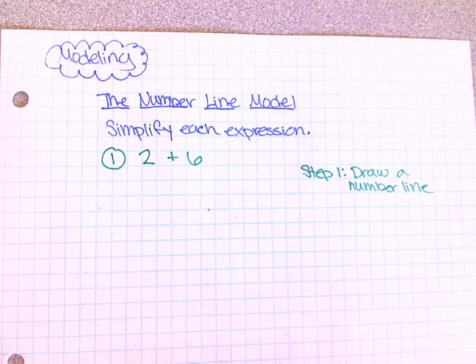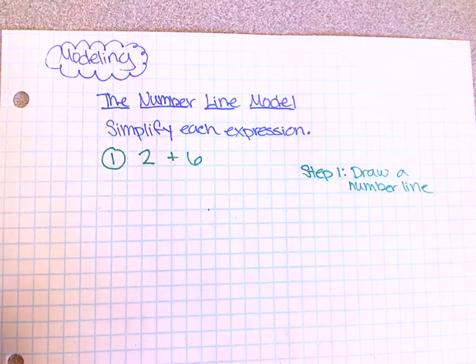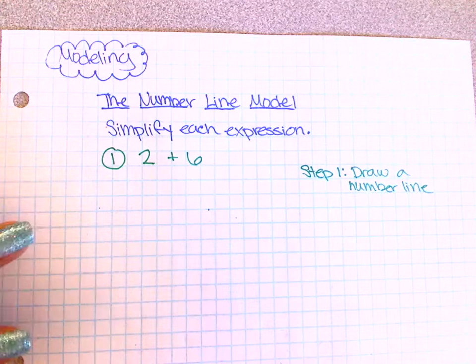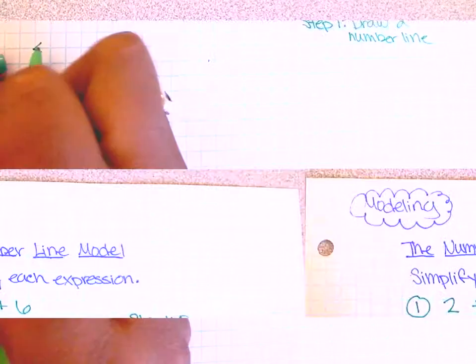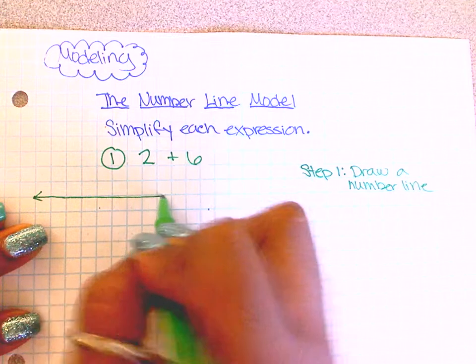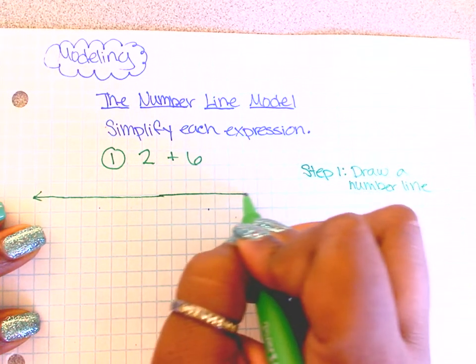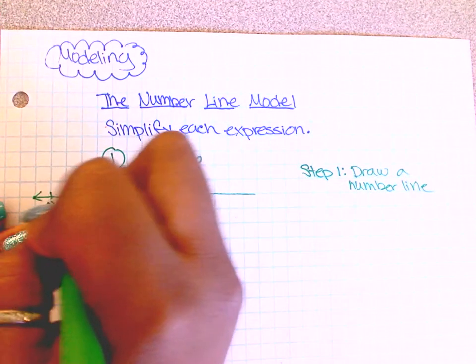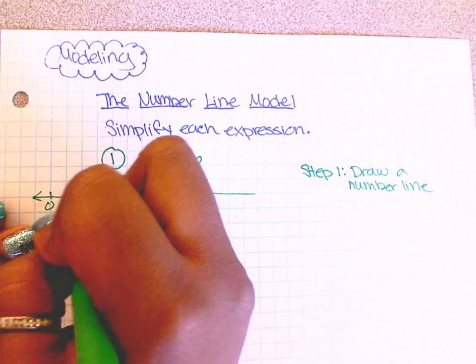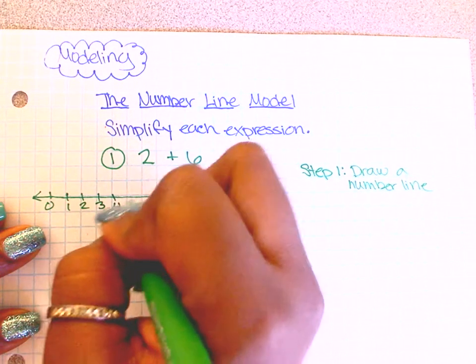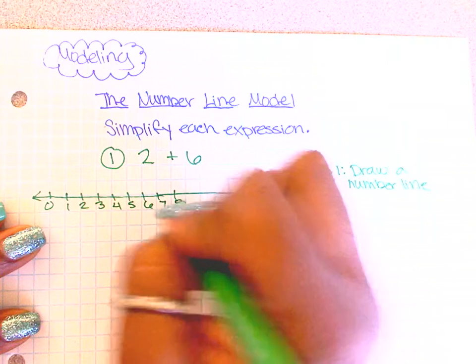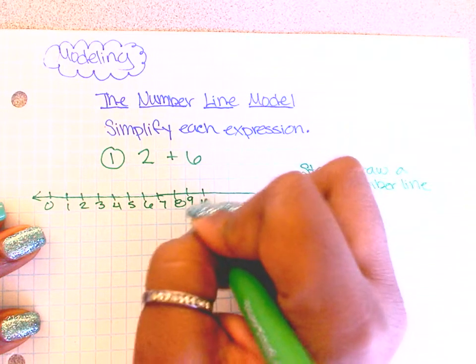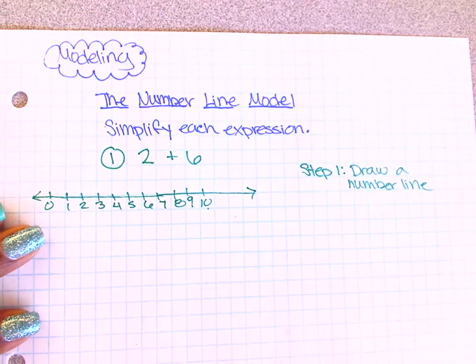Now, it doesn't mean you have to draw it all the way to 20. You want to be around the numbers that are in the problem. So I'm going to go to about 9. I'm going to start my number line. You would use a ruler to make it straight. Now go 0, 1, 2, 3, 4, 5, 6, 7, 8, 9, maybe go to 10, whatever you'd like. Draw a number line.